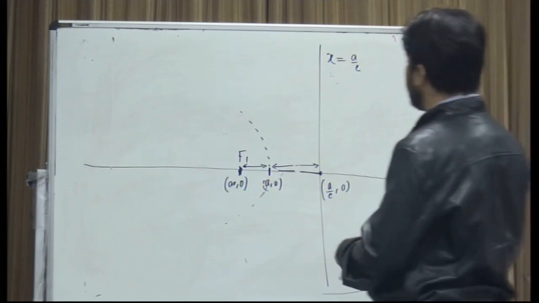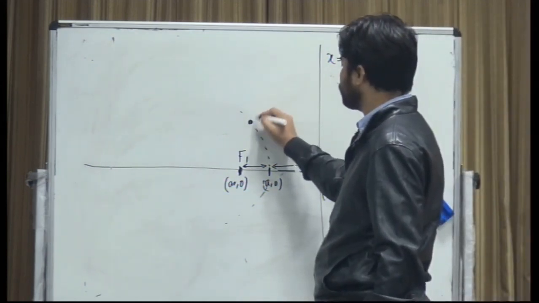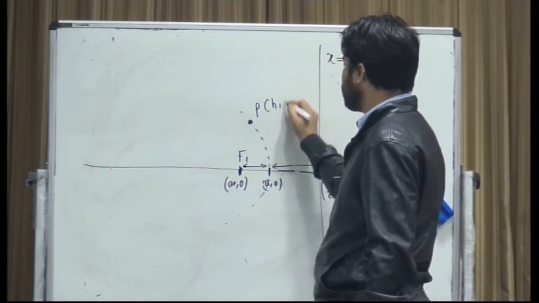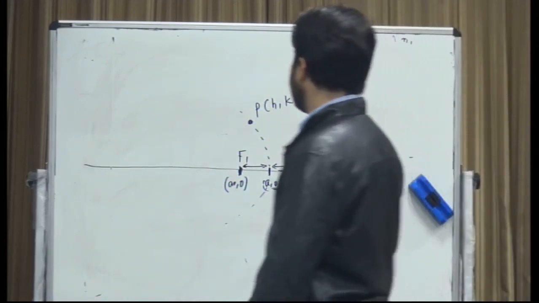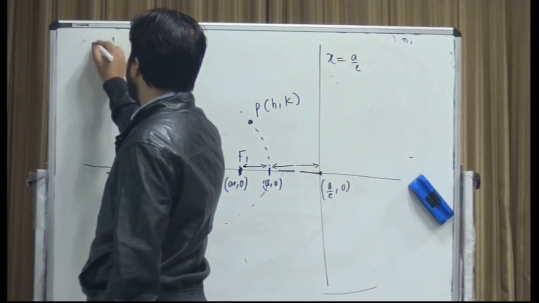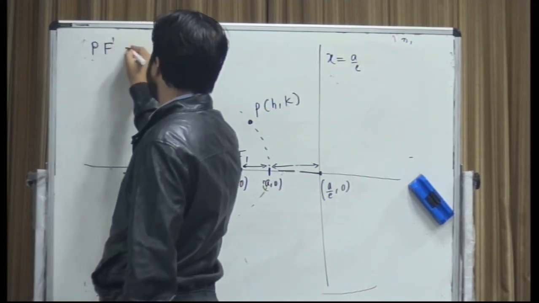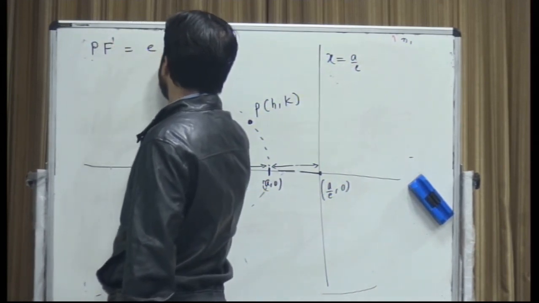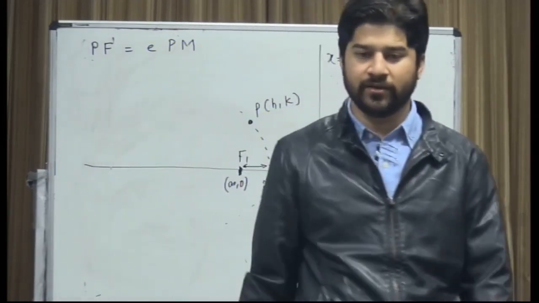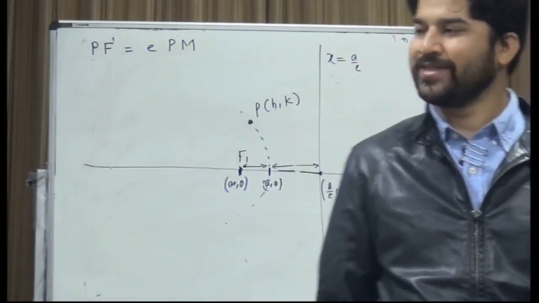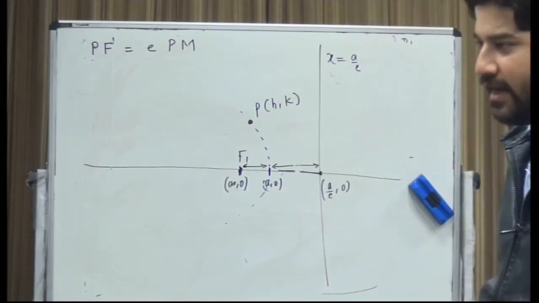I'm going to take this moving point P as (h, k), and you know that by definition PF should be equal to e into PM, right? You know PF upon PM is e. That is the definition of ellipse. What is the definition of ellipse?